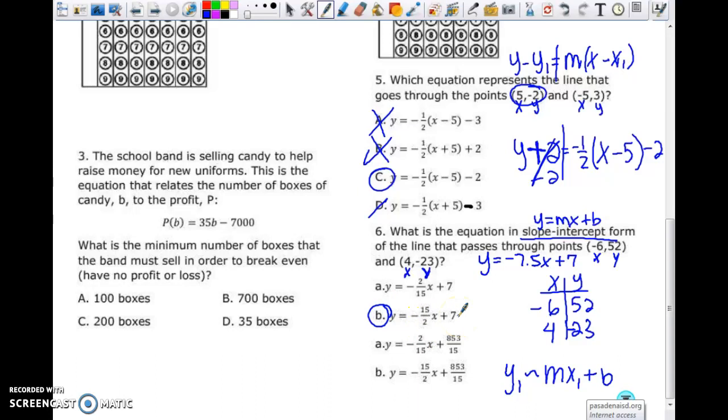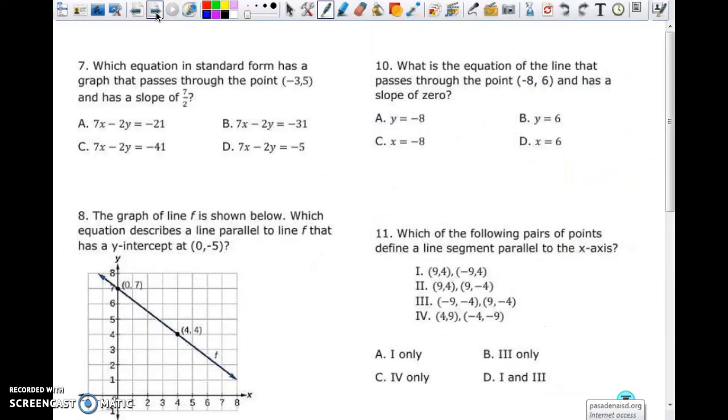Okay. All right, now let's look at number 7. Which equation in standard form, so this is the other form, has a graph that passes through the point -3, 5, and has a slope of a positive 7/2? So again, one of these equations should have this positive slope and have this point. Okay, so there are several ways to do it, right?